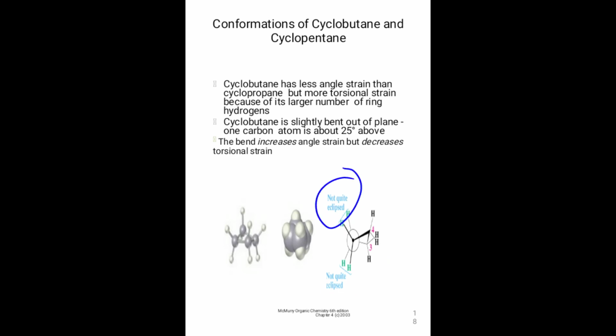These hydrogens are generally not completely eclipsed, but nearly in the eclipse form. So this is the structure of cyclobutane.